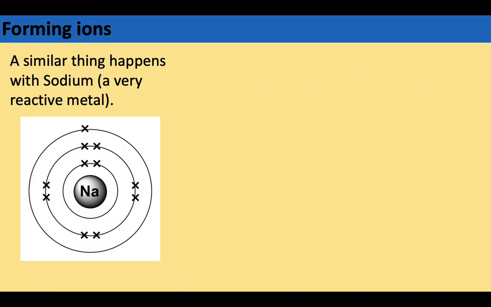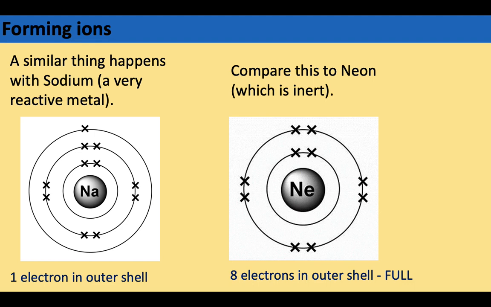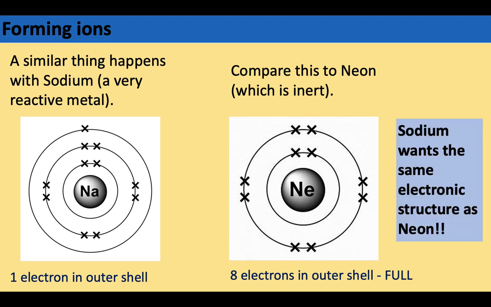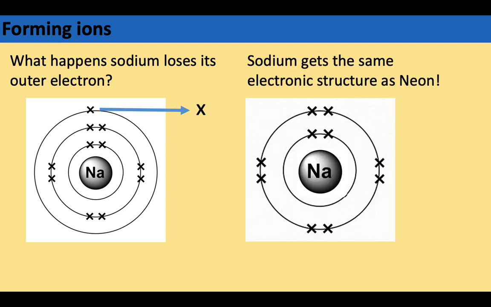Now, a similar sort of thing can happen with sodium, which is a very reactive metal. I'm going to compare this to neon, which is our unreactive noble gas. Now, sodium's got 1 electron in its outer shell, and neon has got 8 electrons in its outer shell. Now, sodium, again, wants the same electronic structure as noble gases. In this case, it wants the same electronic structure as neon. How can it easily do this? Well, it can do it by losing that outer shell electron. So that outer shell electron disappears, and then sodium now gets the same electronic structure as neon.